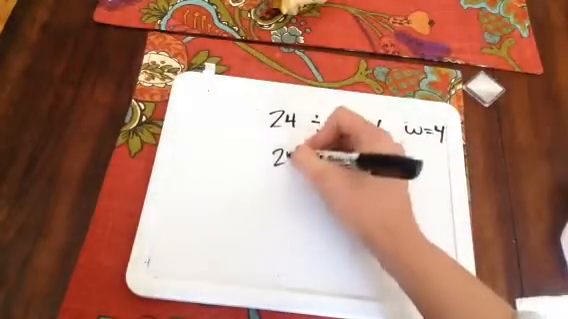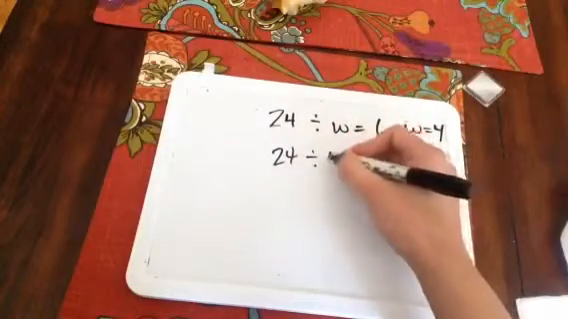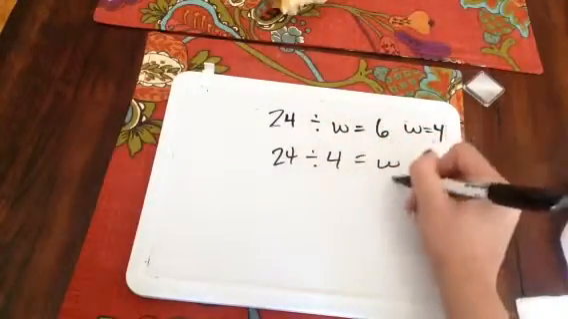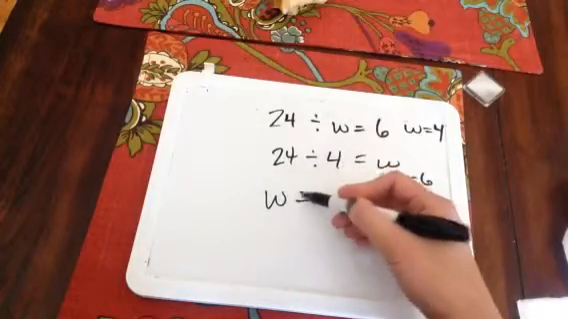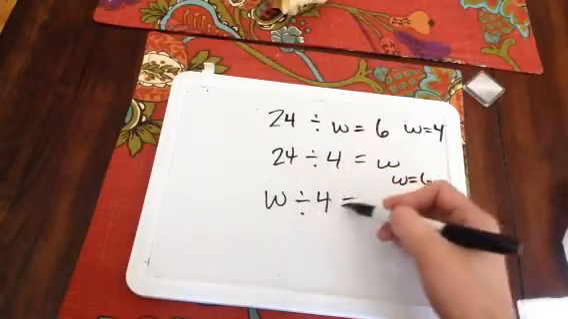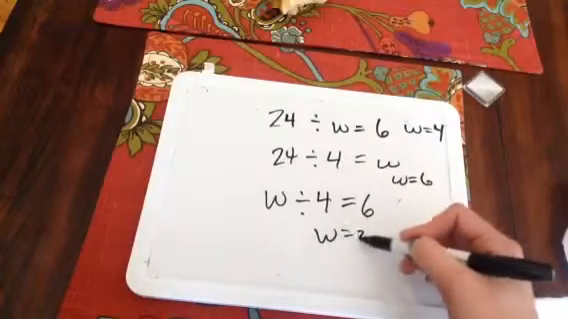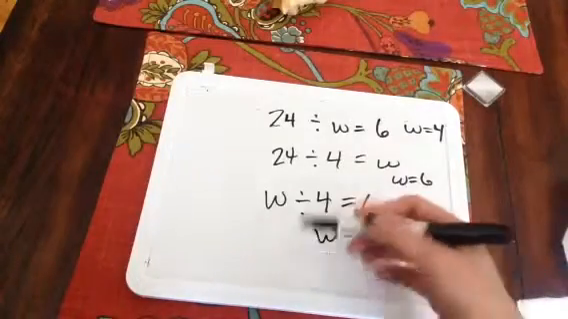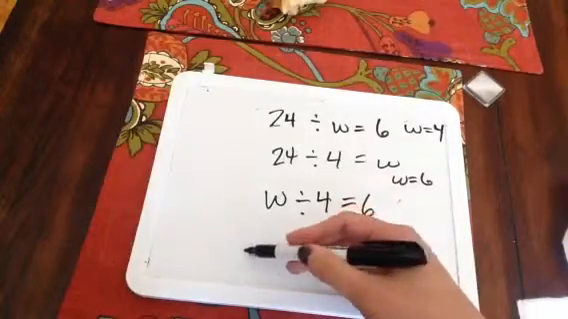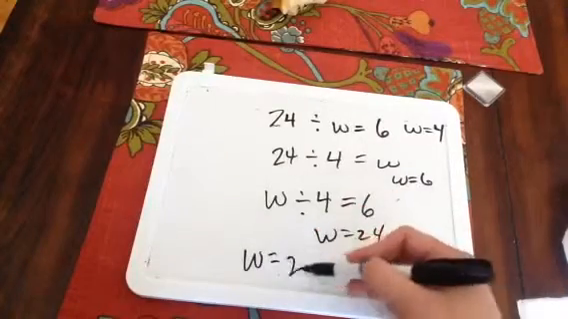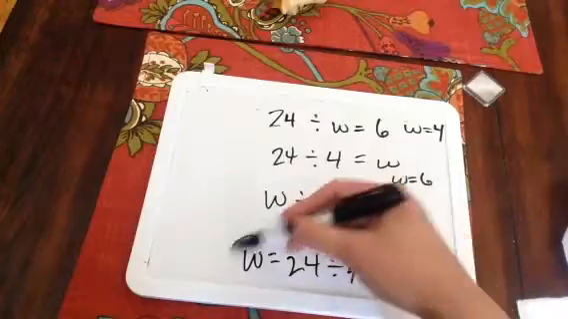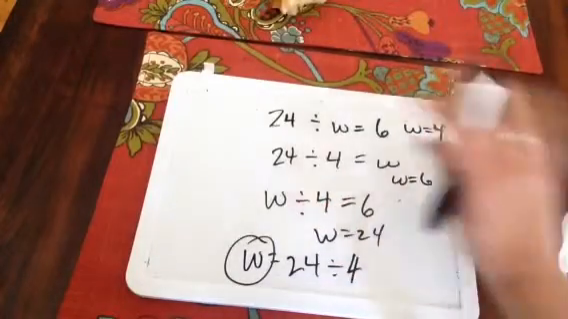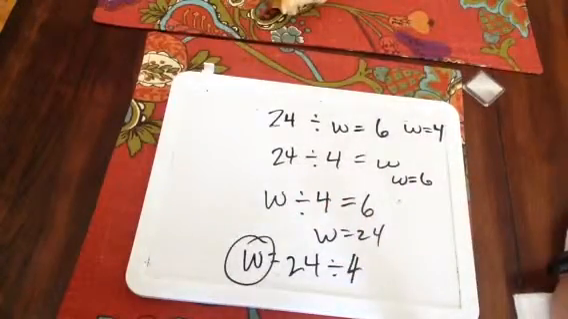You could say 24 divided by 4 equals W. W here would be 6. You could say W divided by 4 equals 6. W would equal 24. But again, you could have something that says W equals 24 divided by 4. And then you have that quotient would be the first thing in that equation.